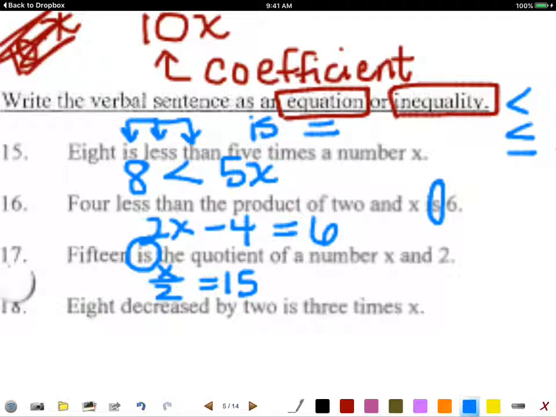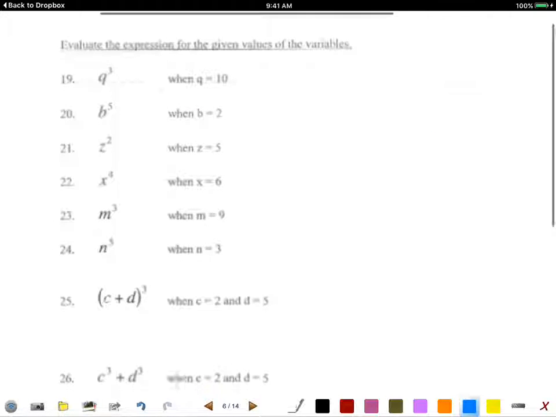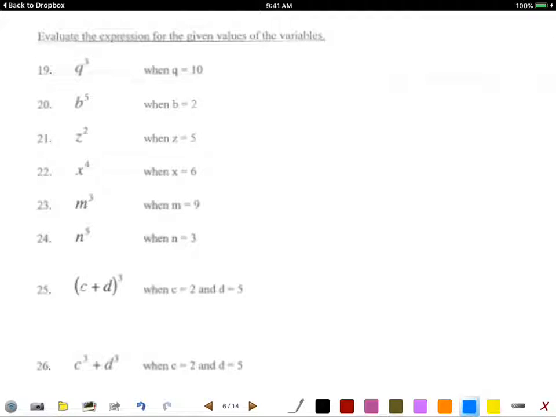Jonathan. 8 minus 2 equals 3x. There you go. Good. Okay, on the back. Now, if you're watching this video at home and you're doing this lesson for the first time, then please pause this video and go ahead and do the back and then turn it back on to check your answers.